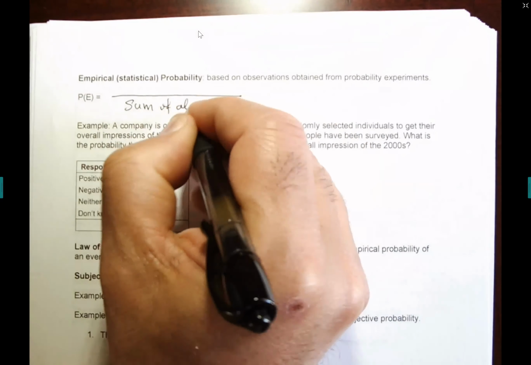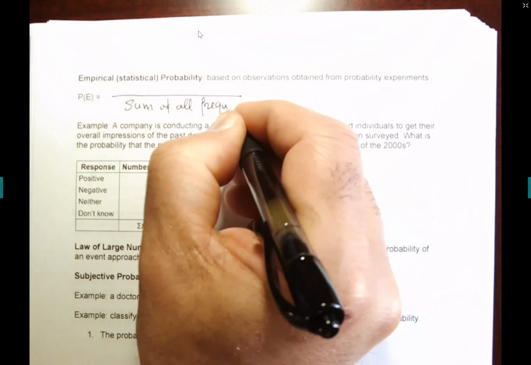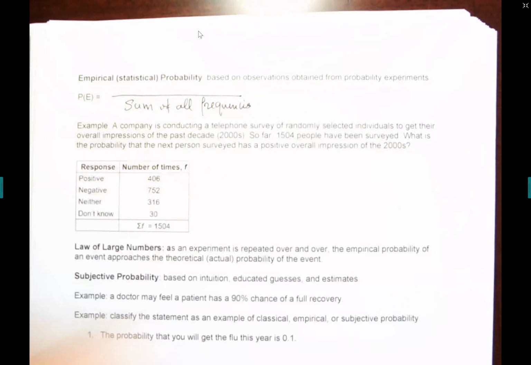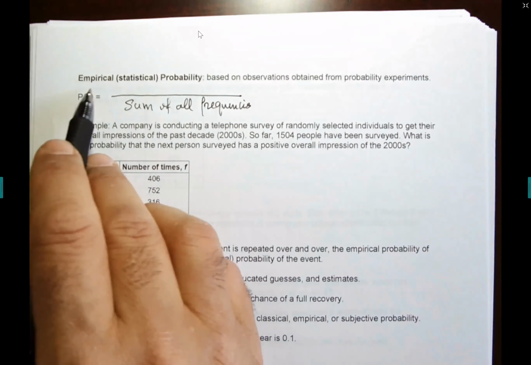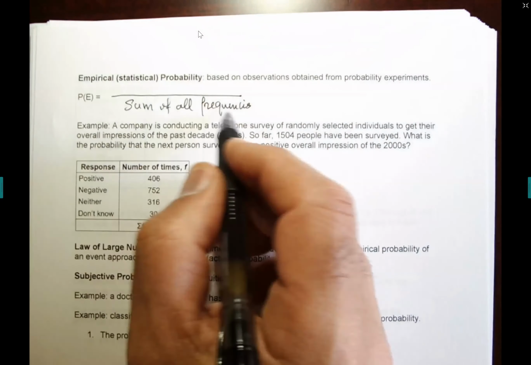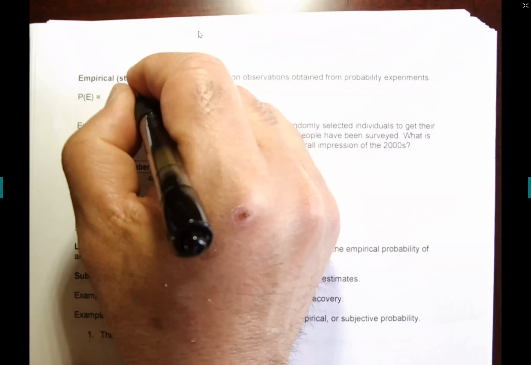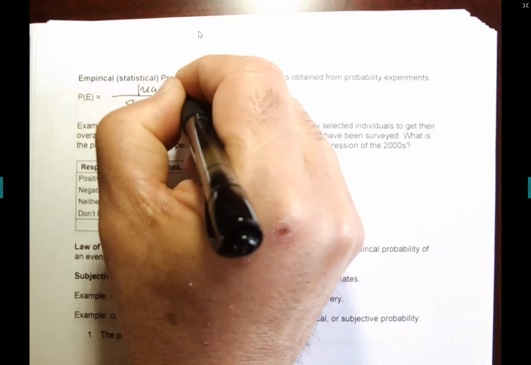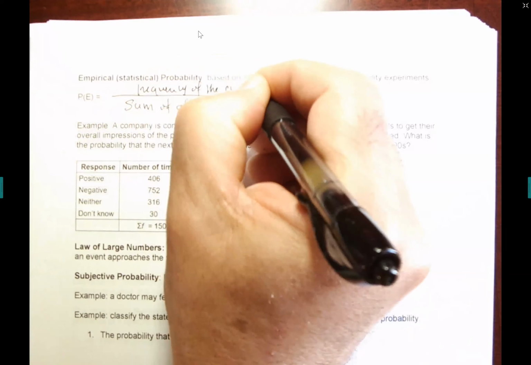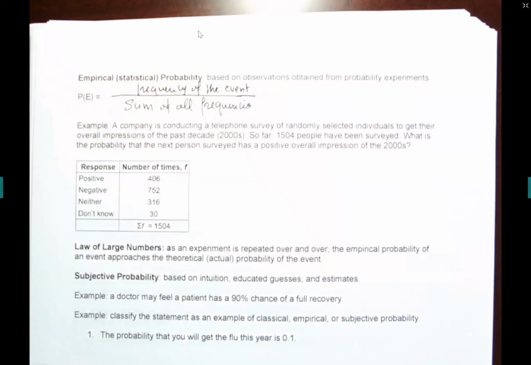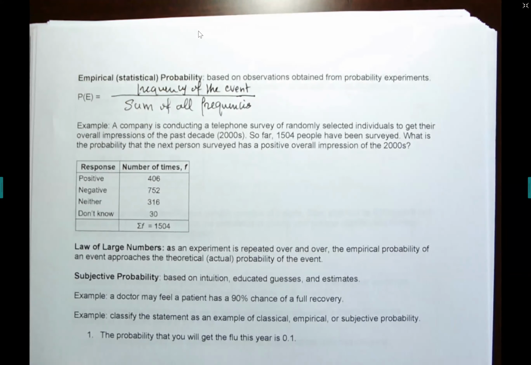Sum of all the frequencies. So the grand total should always be in the denominator, guys. It's used if your probability is based on observations obtained from a survey or from an experiment. This is called the statistical probability: the frequency of the event over the sum of all frequencies. Just like the relative frequency that we did in chapter 2, this is called empirical probability. And let me show you how to use this one.